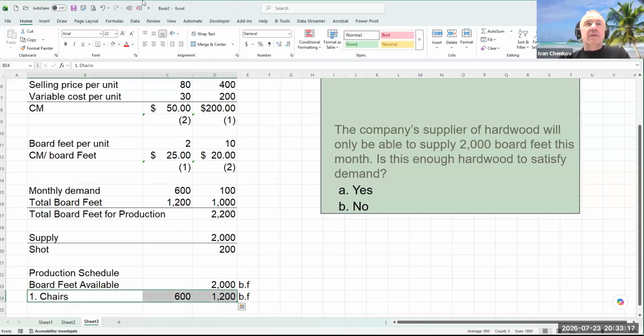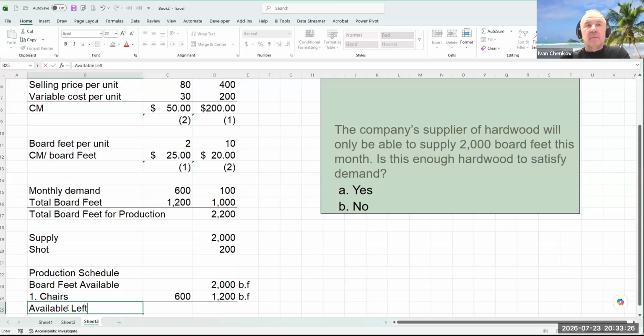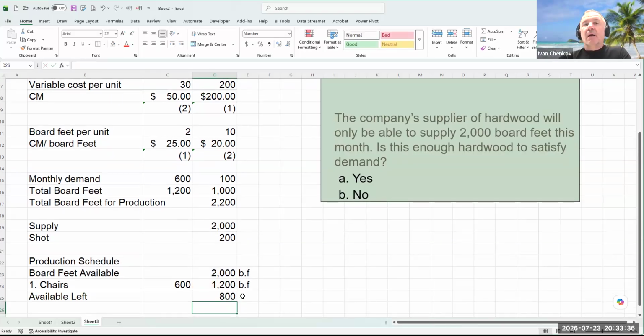Once we do that, we're gonna see how much is available left. And we can see that it's left only 800 board feet. How many tables can we produce with those 800 board feet if we use 10 board feet per table?